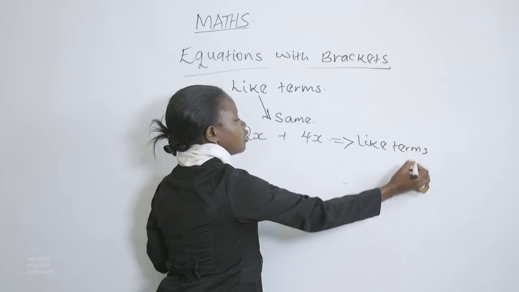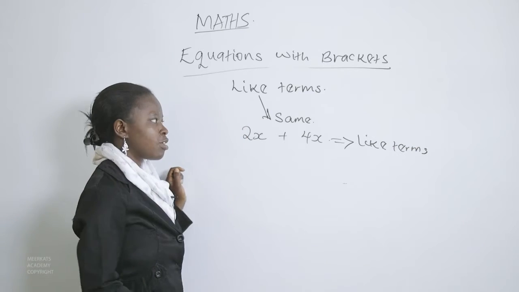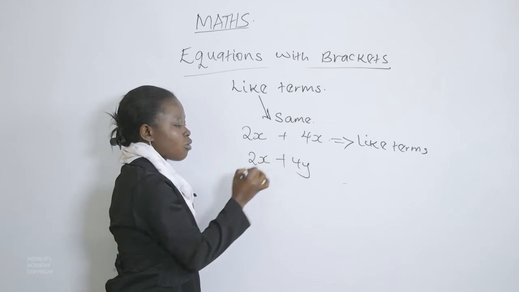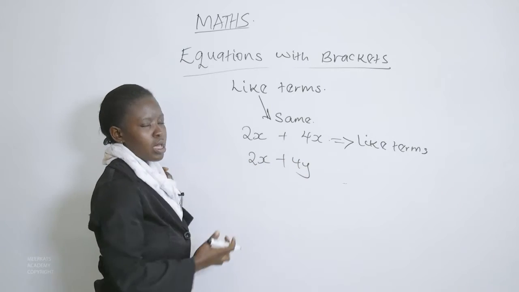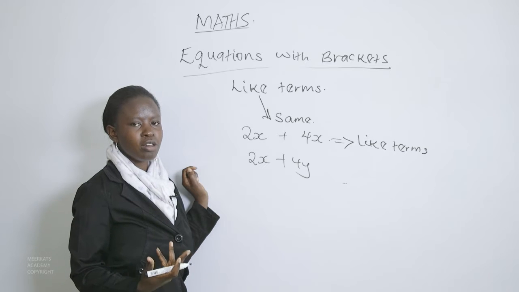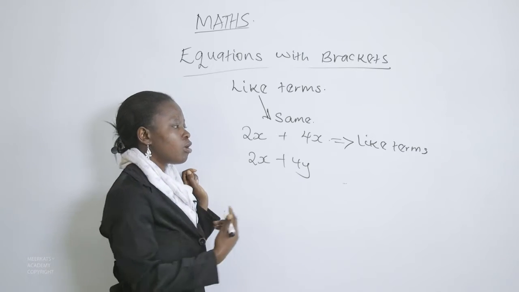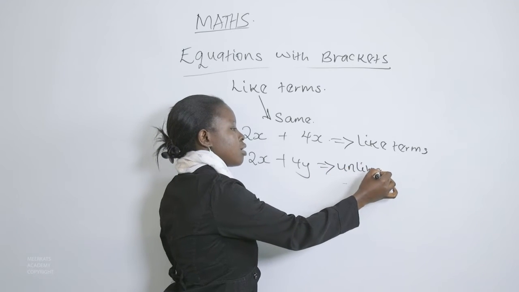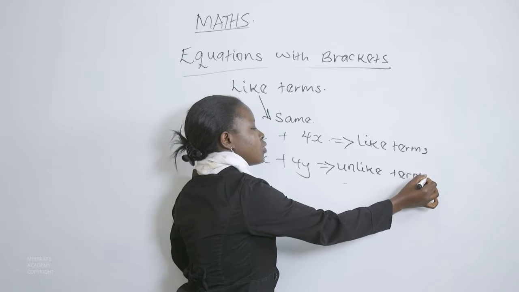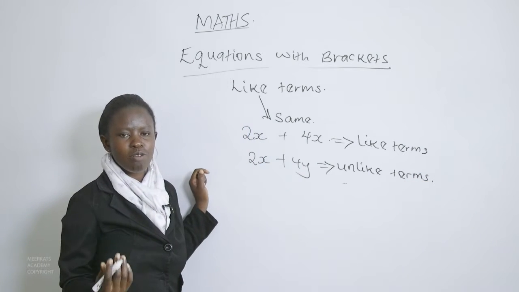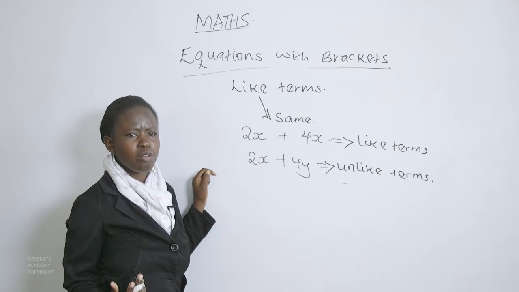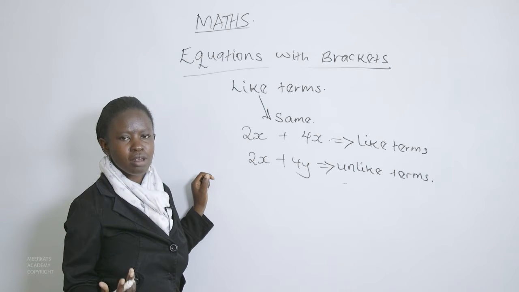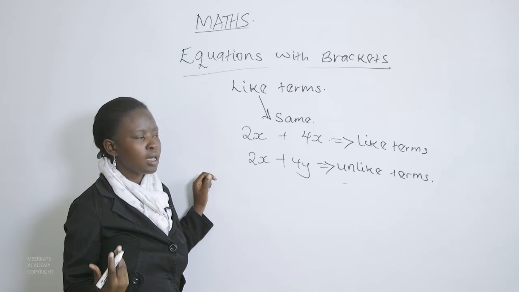But when we have different pronumerals, for instance 2x and 4y, this is x and y, so we discover that we have different pronumerals. When the pronumerals are different, these are unlike terms. So when we are simplifying expressions or given equations, you need to identify where you have like terms and where you have unlike terms.